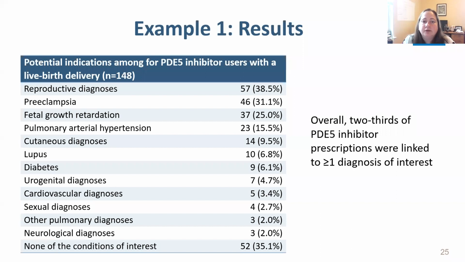So overall, we see two-thirds of these prescriptions had more than one diagnosis of interest. We see a lot of reproductive diagnoses and related, including preeclampsia and fetal growth retardation. You do see a fairly high number for pulmonary arterial hypertension. So this is really useful information to the safety team that was evaluating the safety issue.